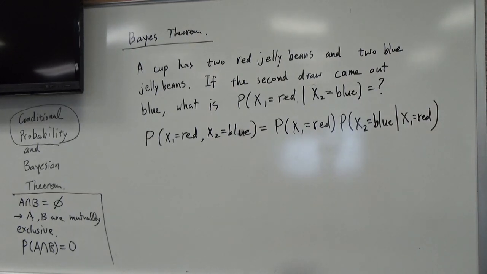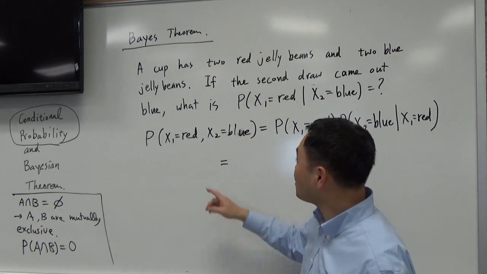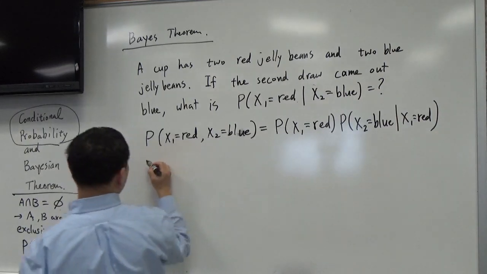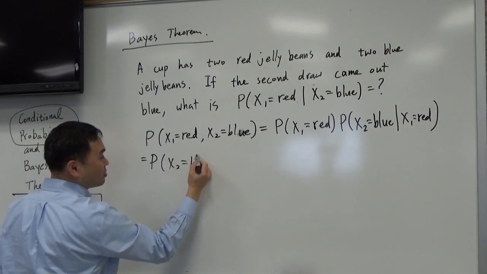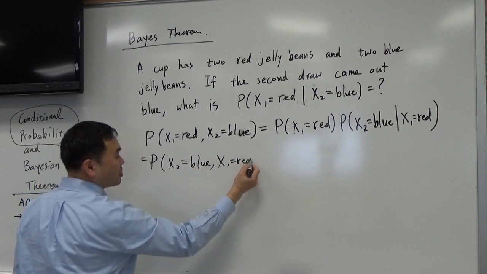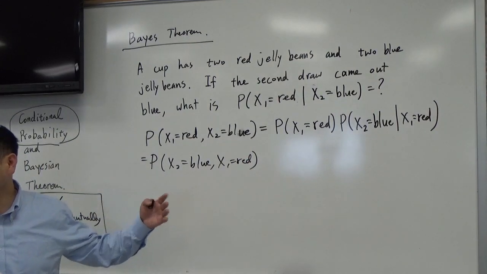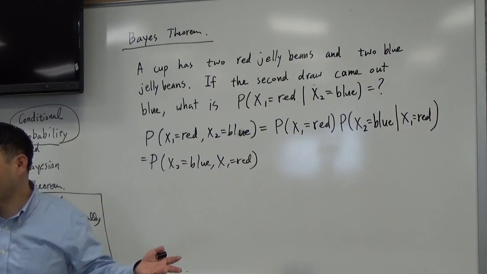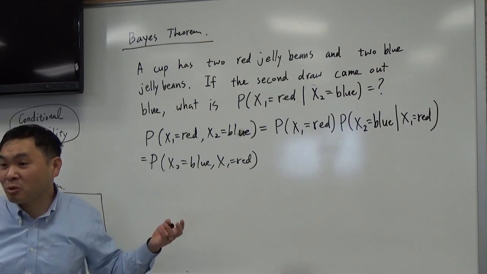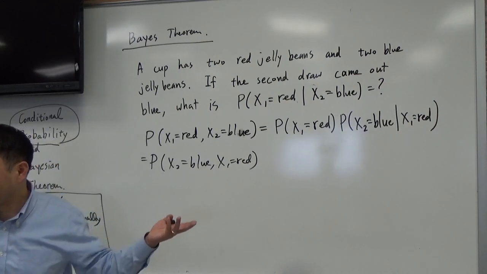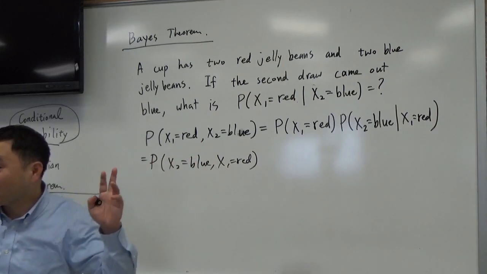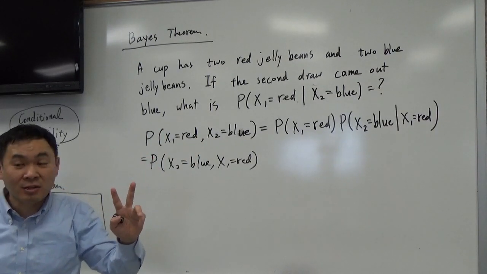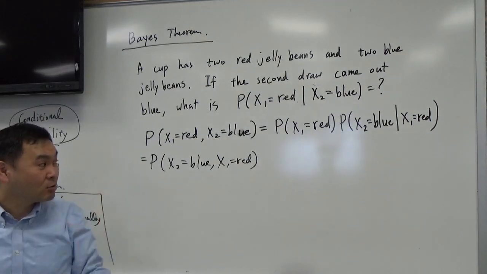Okay, but we can change this. Who says I should always place this one here? This should be the same as the probability of x2 being blue and x1 being red, right? Whether you describe the situation as the first draw was a red and the second draw is a blue, it's the same thing as saying we have the second draw as a blue and the first one was red. It's the same thing, right? So when you have an and operator, and when I put a comma, that really is an and, they commute. You agree? Yeah. So ands commute.